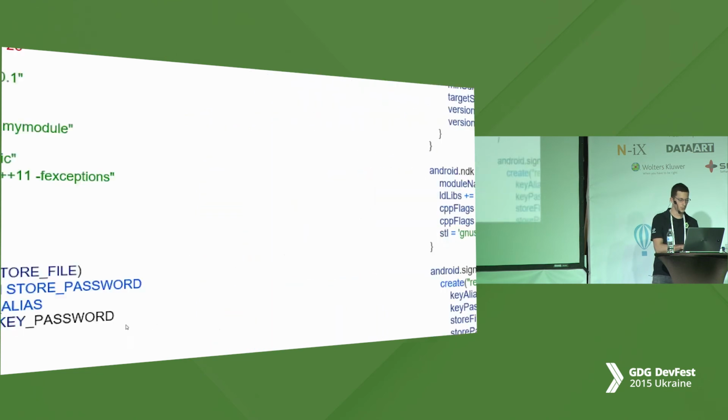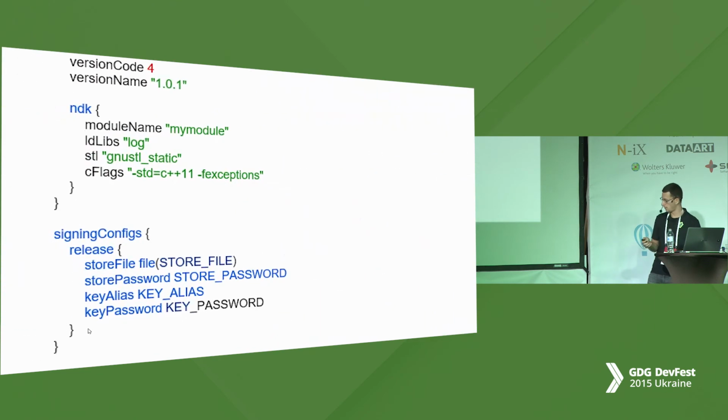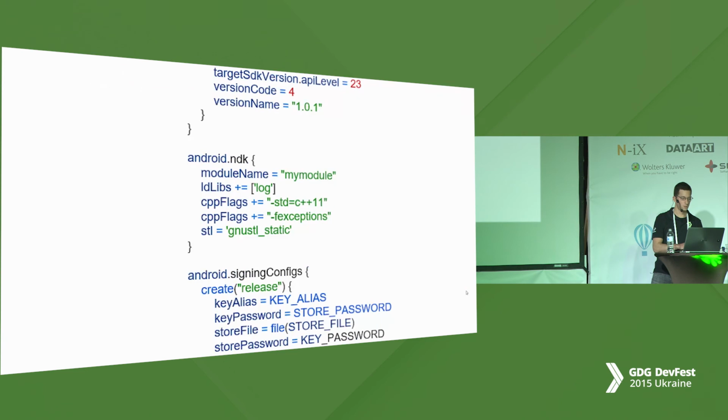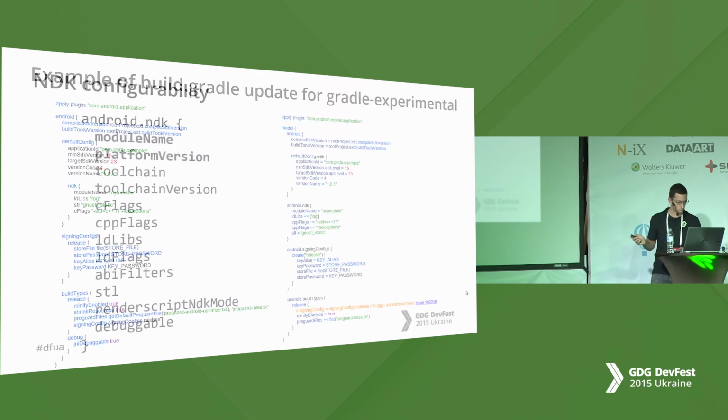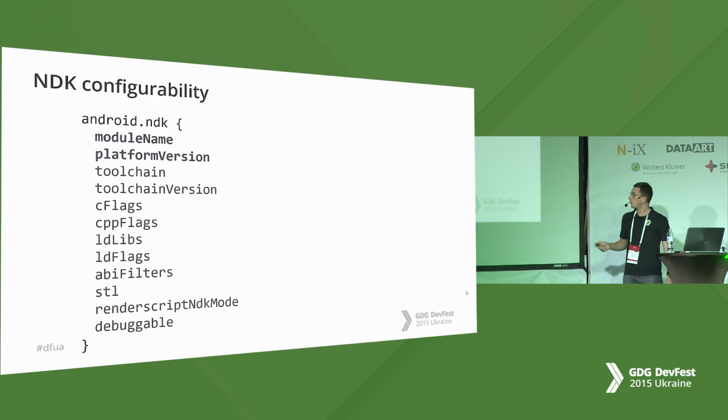And yeah, with a deprecated module, you could declare the NDK this way, so module name, ld-libs, stl. It's quite the same now, but it's android.ndk, so it goes directly under the Android block. And you can have also CPP flags, which are really important. So here is how you can configure from your build.gradle file for the NDK.